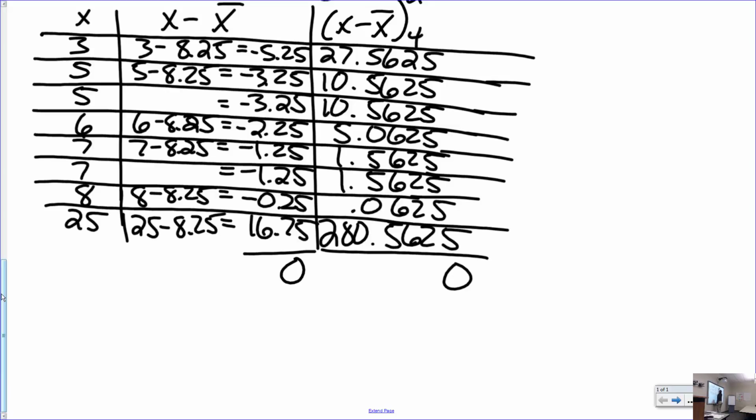8 5s, 40, carry your 4. 8 2s, 16, plus 4, 20, carry your 2. 8 6s, 48, plus 2, 50, carry your 5. Not quite 8 of those. How many are there? There's 6 of them. 5, carry your 3. 10, 15, 16, 17. 7, carry your 1. 3, 4, 5, 13, 3, 37 and a half.